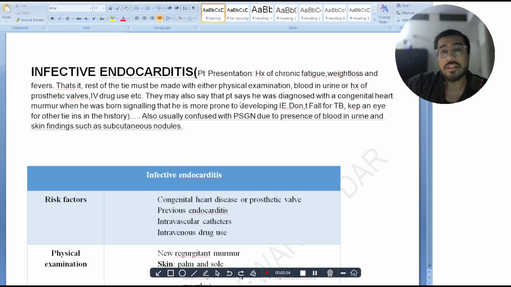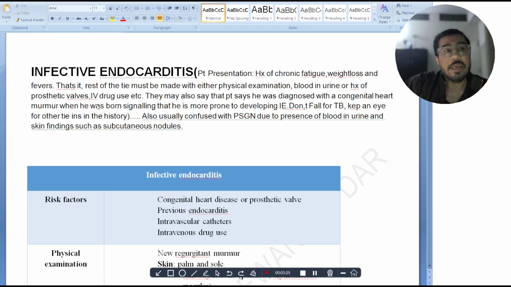They may also say that the patient was diagnosed with a congenital murmur when he was born, signaling that he is more prone to developing infective endocarditis. Pre-damaged valves are more prone to developing infective endocarditis. A bicuspid aortic valve would result in damaging of the valve, and that would make it more prone to infective endocarditis. Patients with mitral valve prolapse are more prone to infective endocarditis. So pre-damaged valves, that is one thing that you need to keep in mind as well.